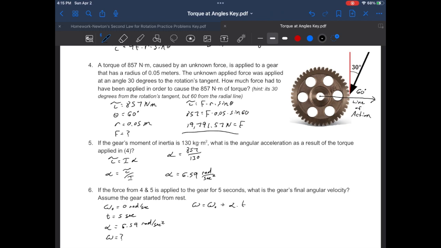We can use our rotational kinematics equation. Final angular velocity is equal to an initial angular velocity plus angular acceleration times time. And we end up with, well, the initial is 0, so I'm just going to circle that to show that it's 0. 6.59 times 5 equals 32.95 radians per second.